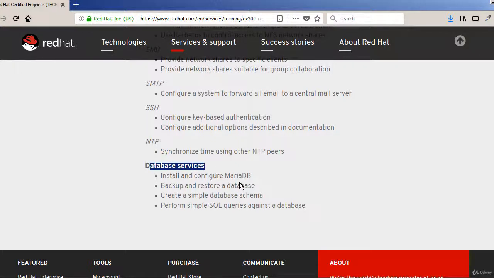And then at the end, we're going to talk about database services and specifically MariaDB and how to backup and restore database, simple database schema, and perform simple SQL queries.